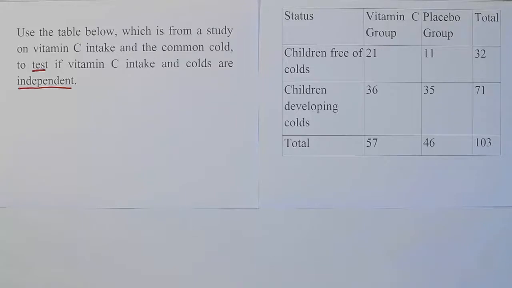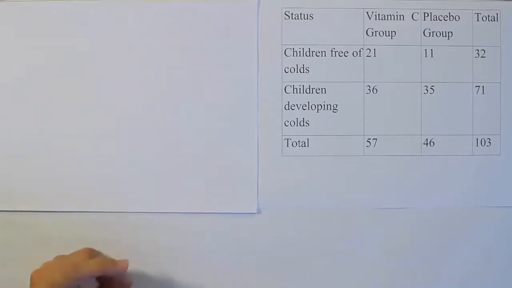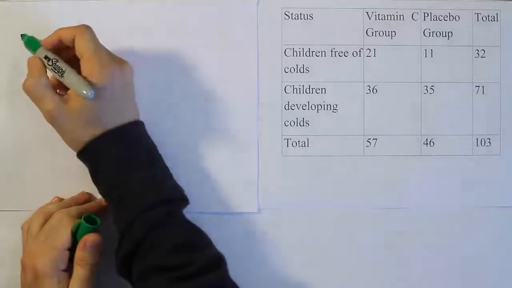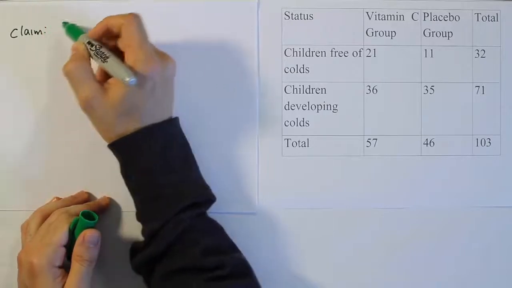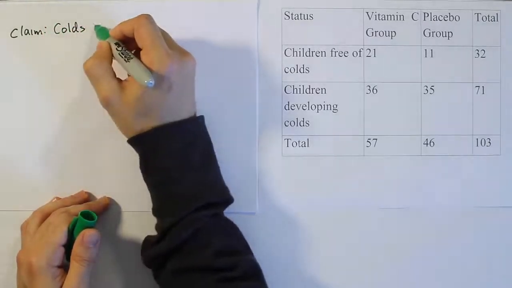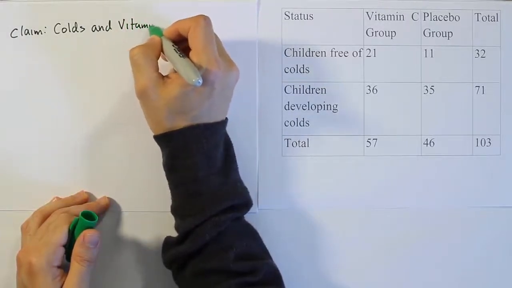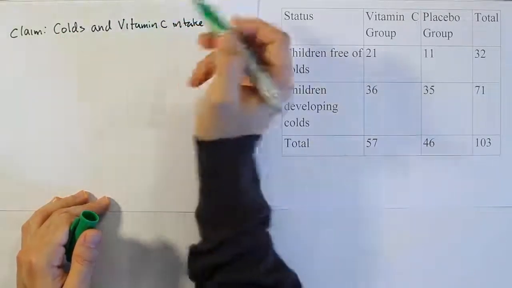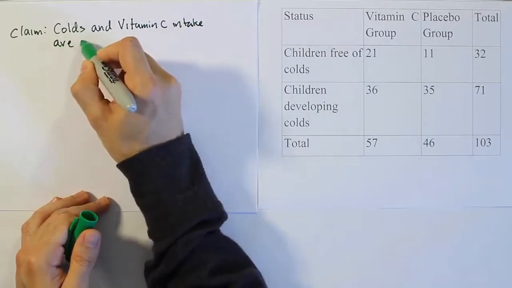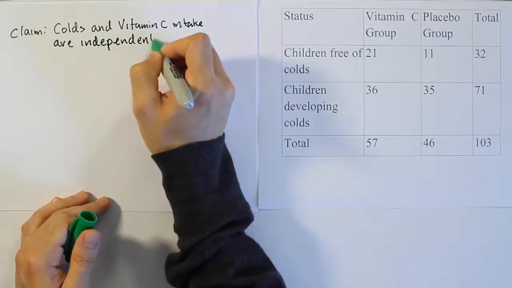The procedure then is going to require us to create the claim, the HO, the HA, and so forth. So let's go ahead and do that now. For the claim, we're going to say that the two categories are independent, just like it said in the problem. So we'll say claim: colds and vitamin C intake are independent. So the idea is that one has no effect on the other. That's what they asked us to test.